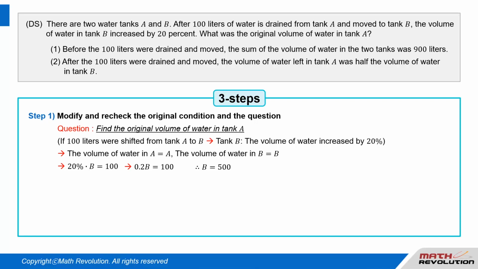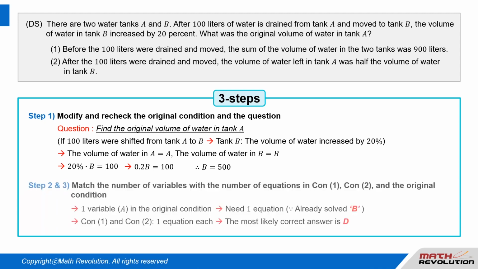Let the volume of water in tank A and tank B be A and B respectively. Now 20% of the volume of tank B is 100. So, 0.2 times B equals 100. That is, B equals 500. Follow the second and third steps.